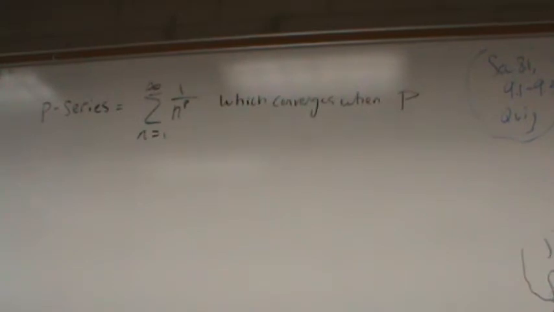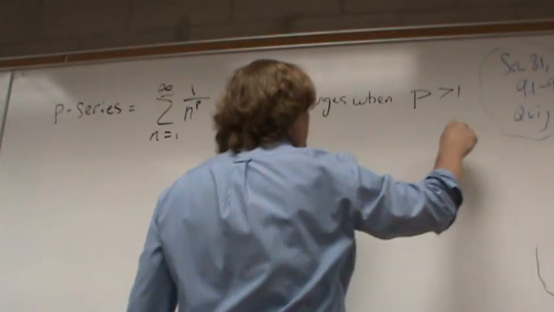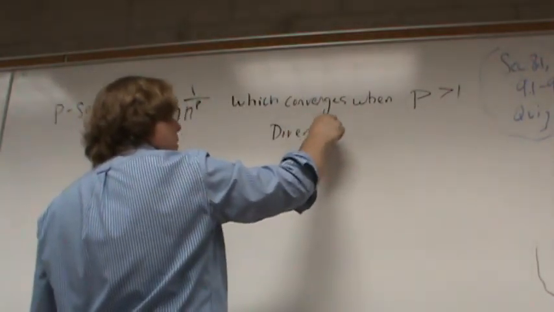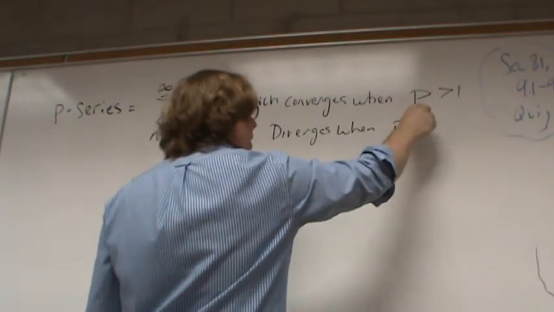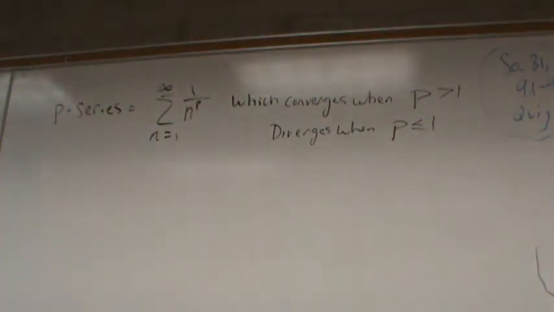If it's greater than 1, then you don't end up with a log natural. You end up with this fraction, and you're sticking infinity in the denominator, and it's going to converge. So it converges when p is greater than 1, and it diverges when p is less than or equal to 1. And that's it. That's a p-series. And you're going to get a chance to do some.